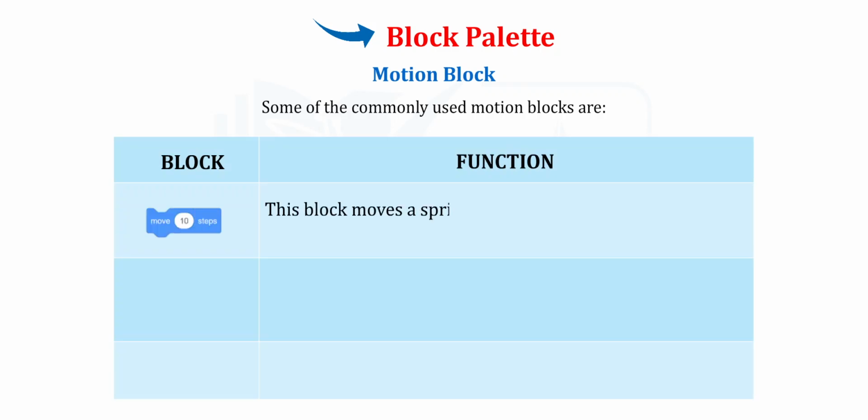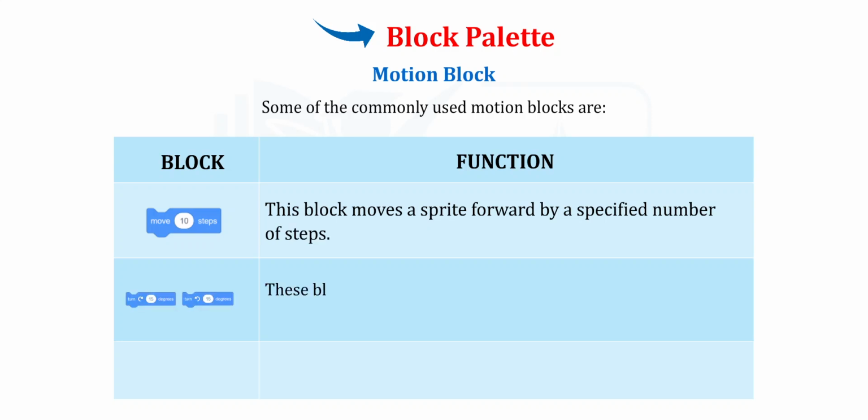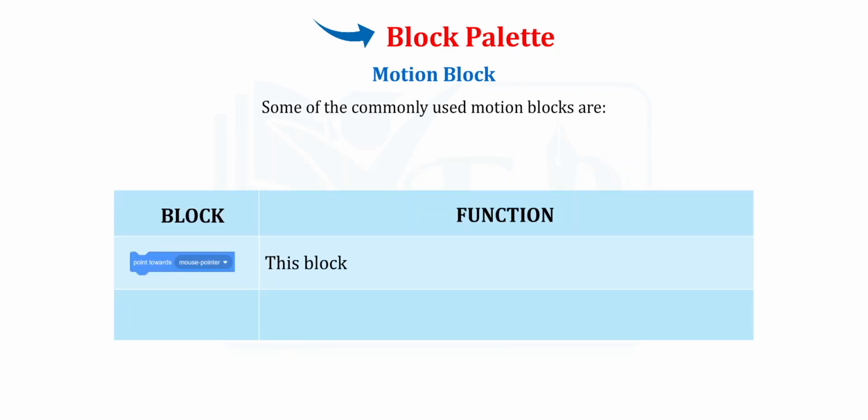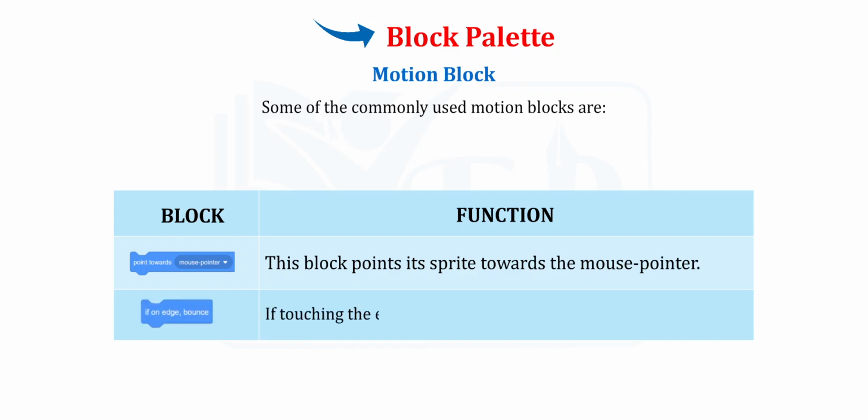This block moves a sprite forward by a specified number of steps. These blocks change the direction in which the sprite is facing. This block rotates the sprite. This block points the sprite towards the mouse pointer. If touching the edge of the screen, the sprite's direction flips over.